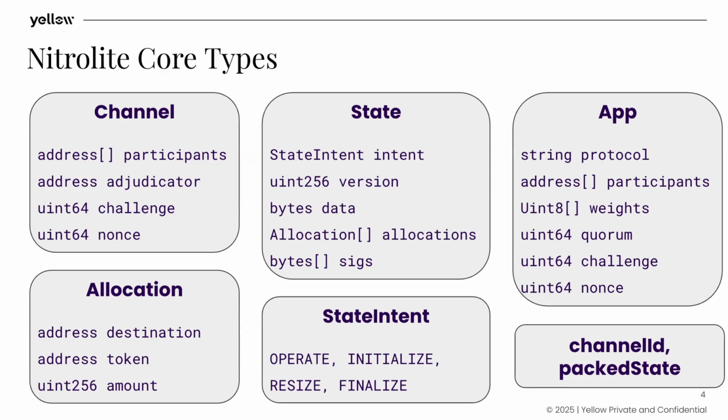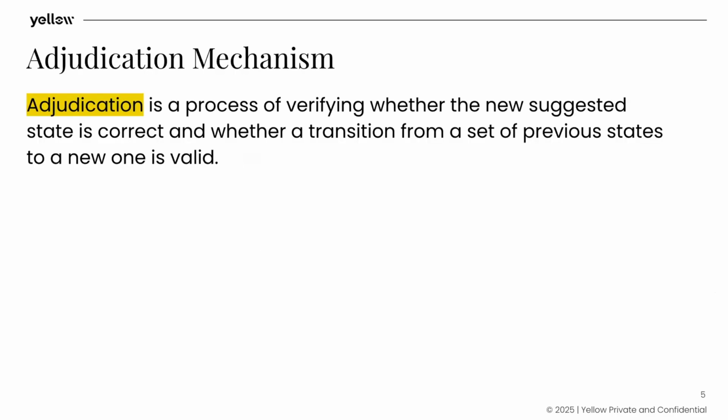Now let's proceed to what an adjudication mechanism is. Adjudication is a process of verifying whether the new suggested state is correct and whether a transition from a set of previous states to a new one is valid. In the context of the adjudicator, the new state is called a candidate, and a set of previous states is a proof.